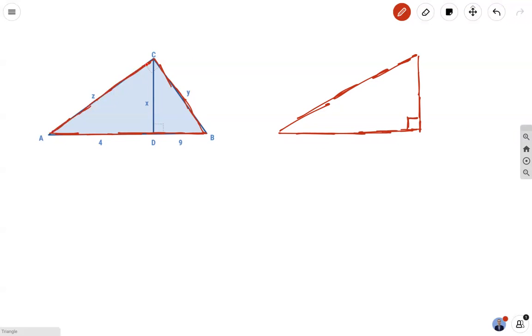So that means that I'm using this as my 90-degree angle. So if that's 90, the hypotenuse is always opposite to the 90-degree angle. So that means that this is the hypotenuse. So I'm gonna try to replicate this here. So opposite to the 90-degree angle is the hypotenuse, and that side is 4 plus 9. This segment is 4, and the segment is 9. So this side is actually 13.